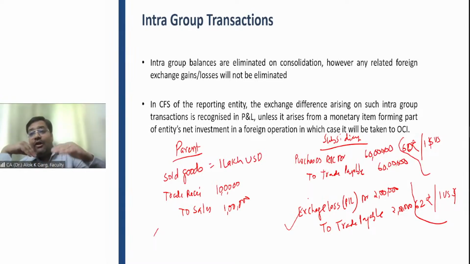Now, when the dollar becomes stronger and the rupee becomes cheaper, what happens? I will have losses. भाई मेरी जो 1 लाख डॉलर की वर्थ 60 लाख रुपए थी वो कम हो जाएगी.